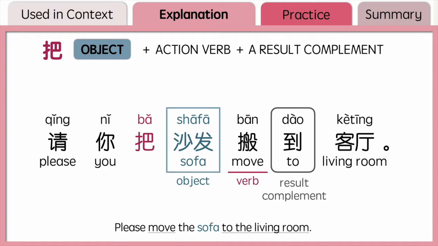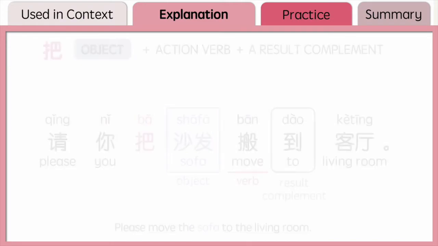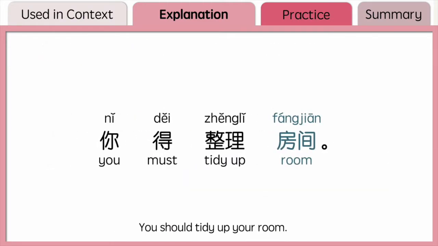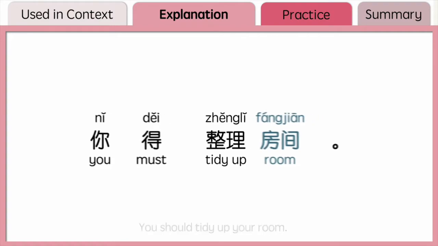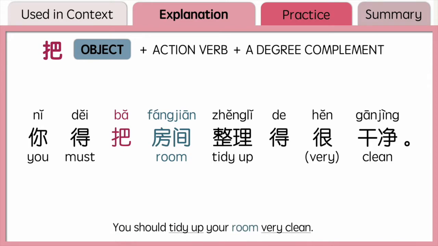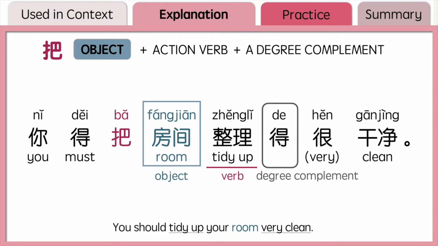Again, note that you can't leave the action verb 搬 at the end by itself. You must add something after the action verb. In this case, it's the result complement 到 and then the location that it's moved to. 把沙发搬到客厅 means to move the sofa to the living room. 你得整理房间. You should tidy up your room. Note that this sentence doesn't express how tidy it has to be. 你得把房间整理得很干净. You should tidy up your room very clean. With this 把 structure, you can express the degree to which the room has to be cleaned. In this case, the action verb is followed by a degree complement.